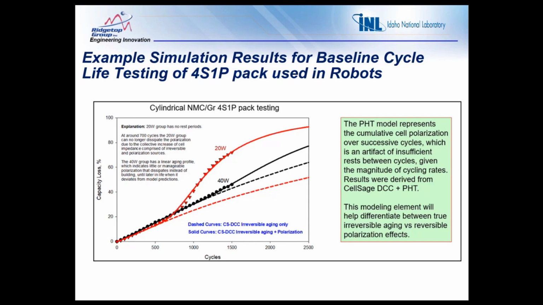And what happened was, around 700 cycles, the customer actually had stopped resting the cells during this testing capability, which invoked a polarization hysteresis effect in this cell. So that was only observed in the 20-watt pack.